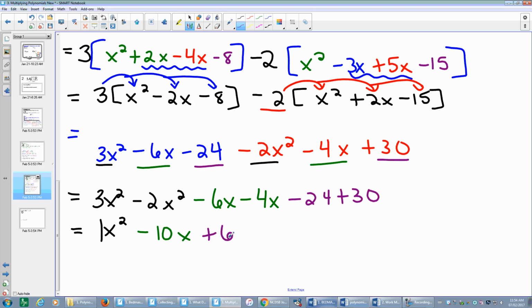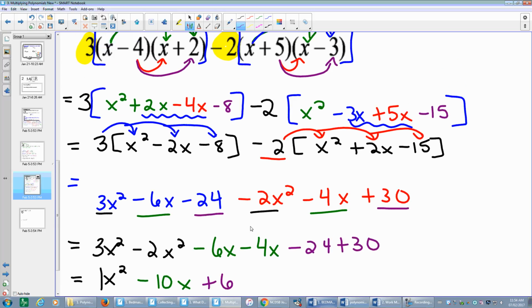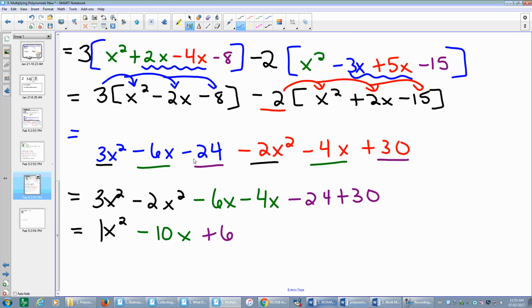So there's lots of work to do. When you have these questions, you want to do FOIL first, then do the distributive property second. So you can refer to this example when you're doing your homework.